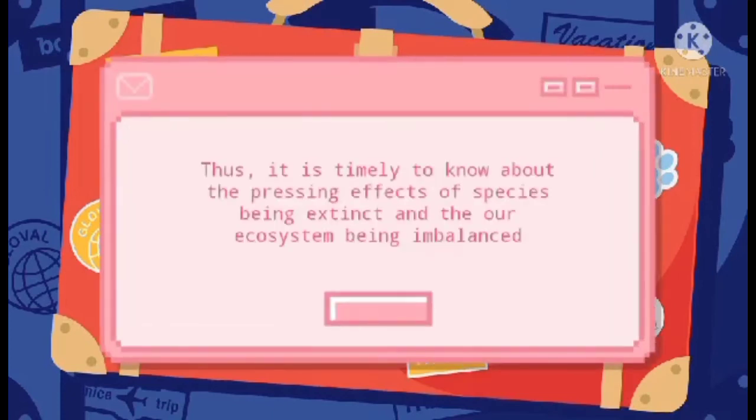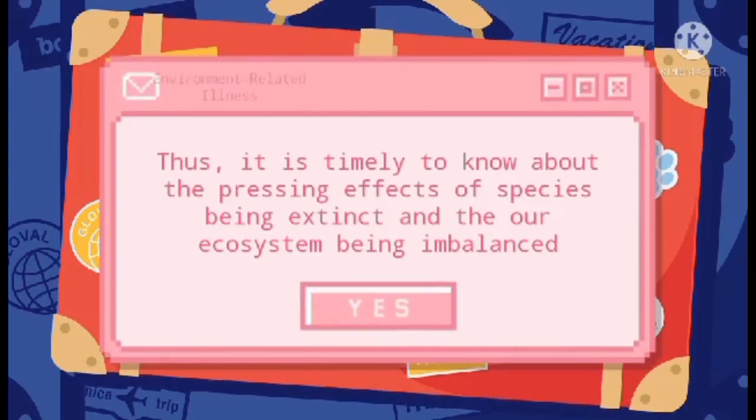Thus, it is timely to know about the pressing effects of species being extinct and of our ecosystem being imbalanced.